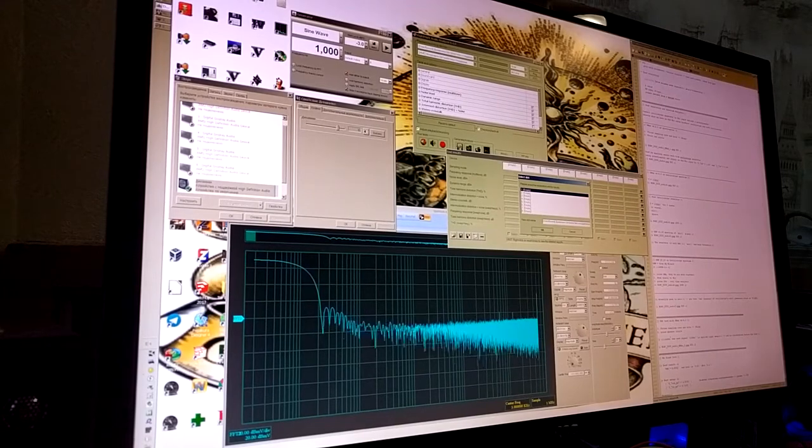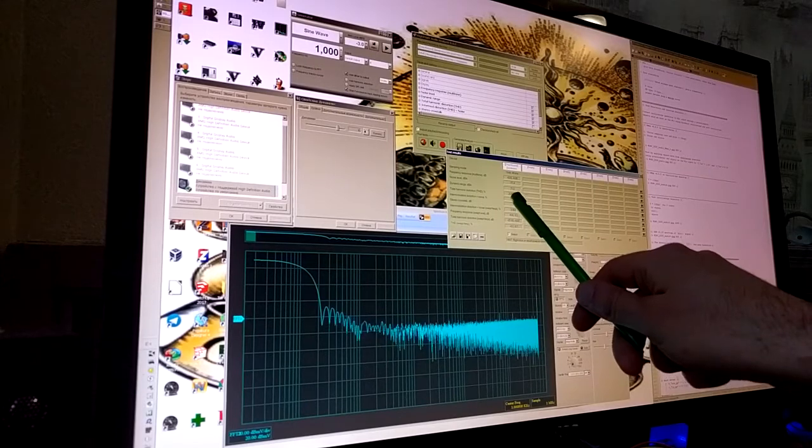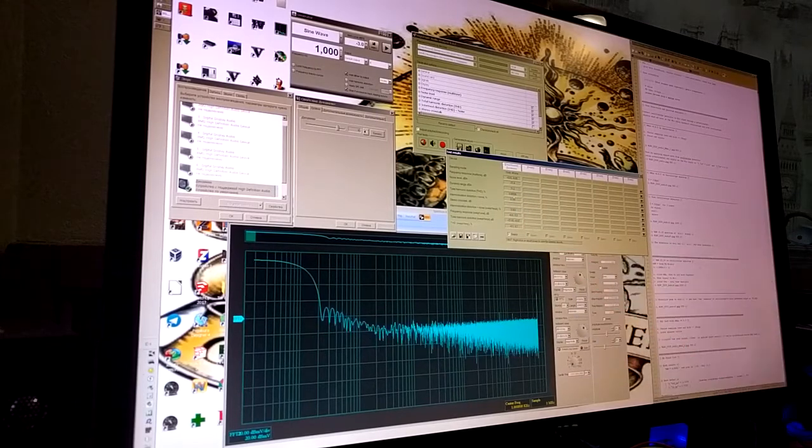Okay, so the results are ready. Press the OK button. And the total harmonic distortion is 0.0059%. It's pretty good. We can look at the graph.